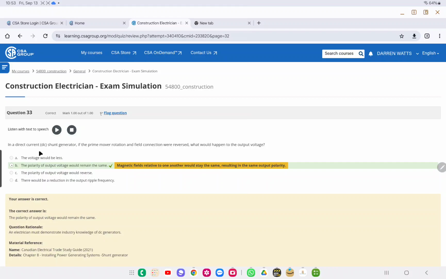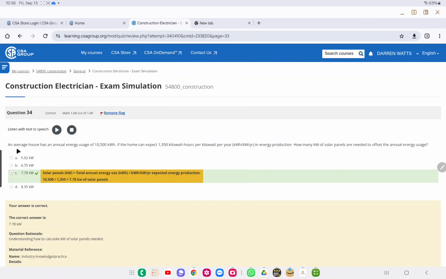In a direct current shunt generator, if the prime mover rotation and field connection were reversed, what would happen to the output voltage? The polarity of output voltage would remain the same. Magnetic fields relative to one another would stay the same, resulting in the same output polarity.